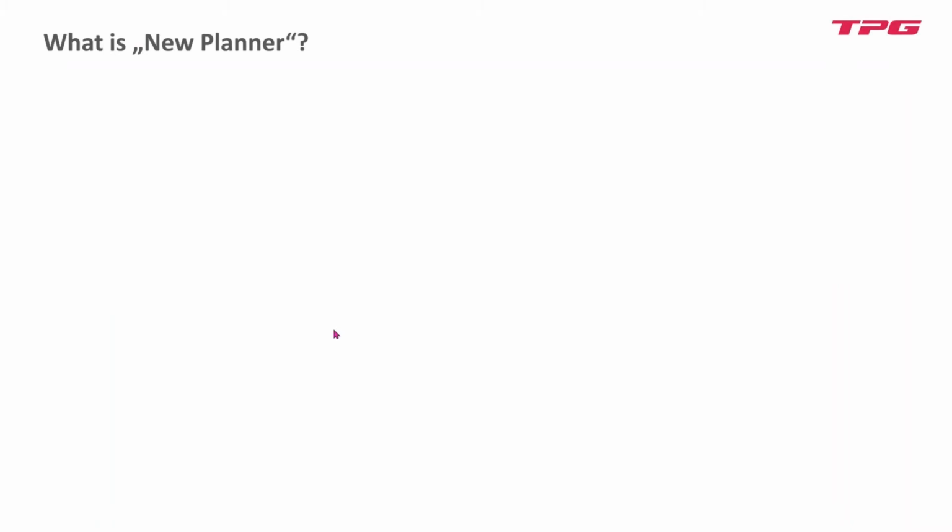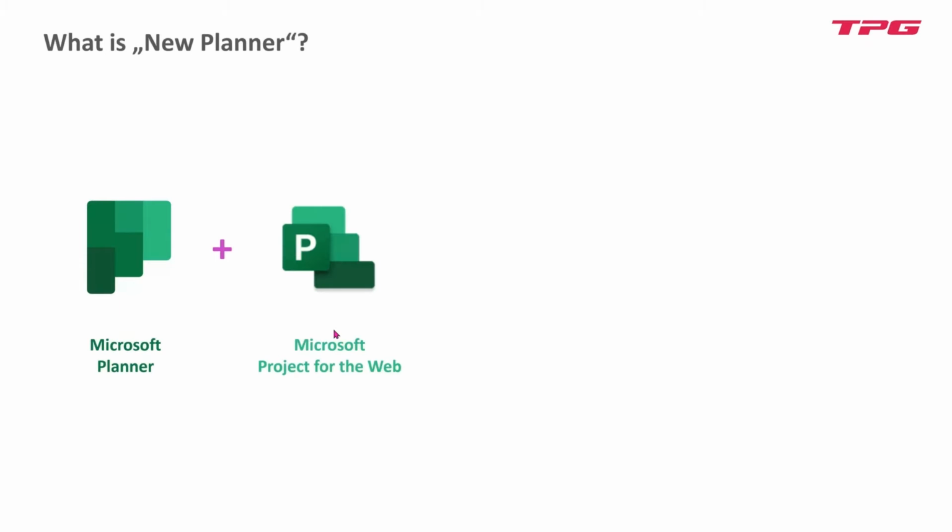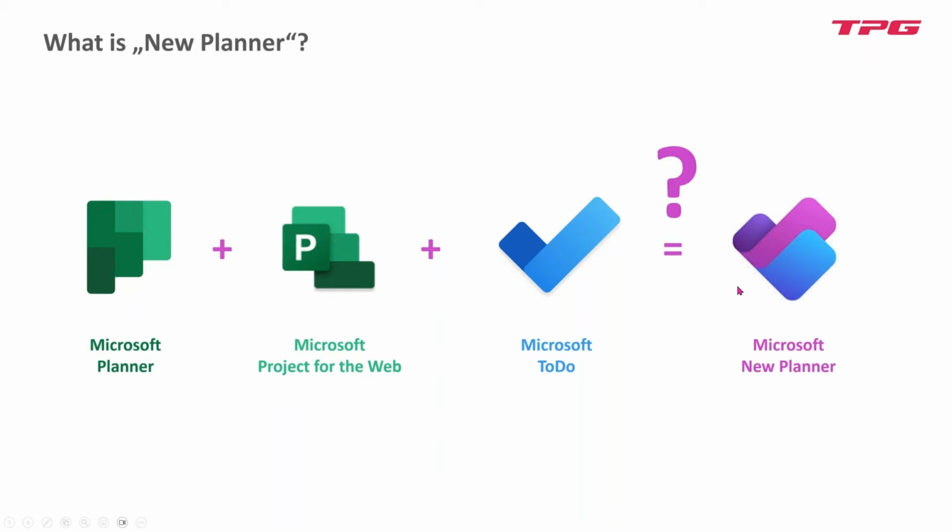What is New Planner? Good question. As I said, it is a combination of Microsoft Planner, which has existed for a few years now, and Microsoft Project for the Web, which is the successor of Project Online. And maybe you've seen it should be a combination with Microsoft To Do as well. Is this altogether the New Planner? Good question. No, it is not. It is not the case that these three are exactly merged into one app. The first two, Microsoft Planner and Microsoft Project for the Web, are merged into the New Planner, but Microsoft To Do is still an extra application.